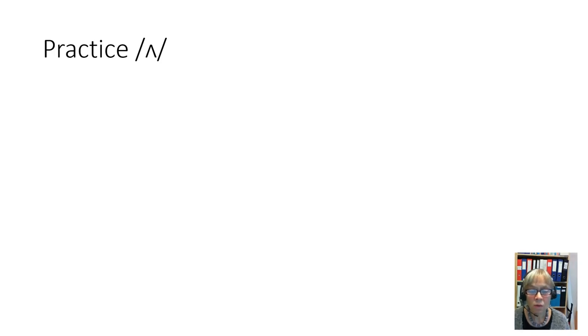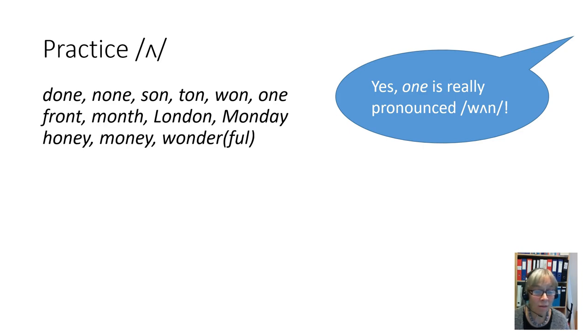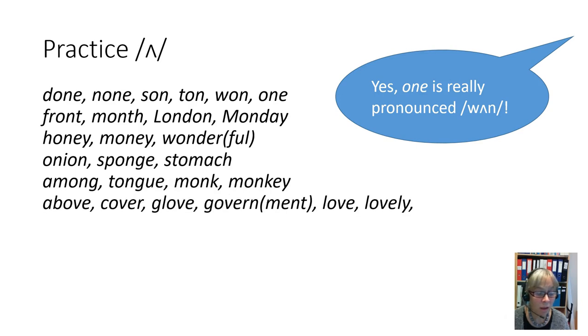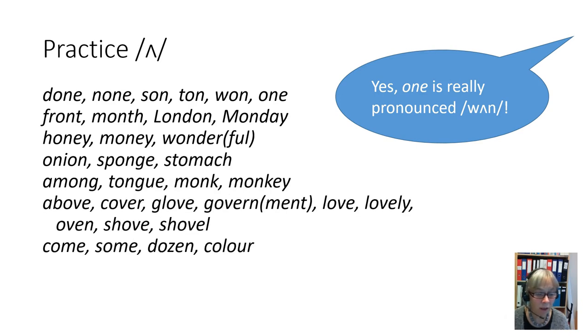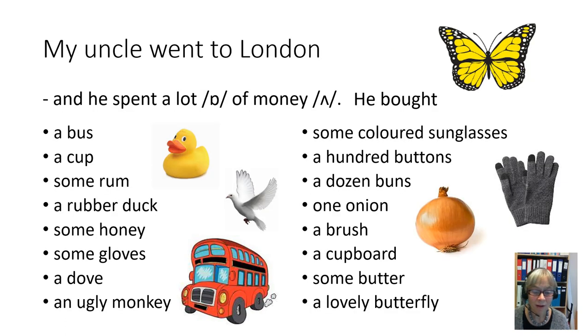And here are lots more words for you to practice. Done, none, sun, ton, one. Yes, one is really pronounced one. Front, month, London, Monday, honey, money, wonderful, onion, sponge, among, tongue, above, cover, oven, shove, come, some, comfortable, thorough, borrow, worry. You can work with these, and you can play a little game.